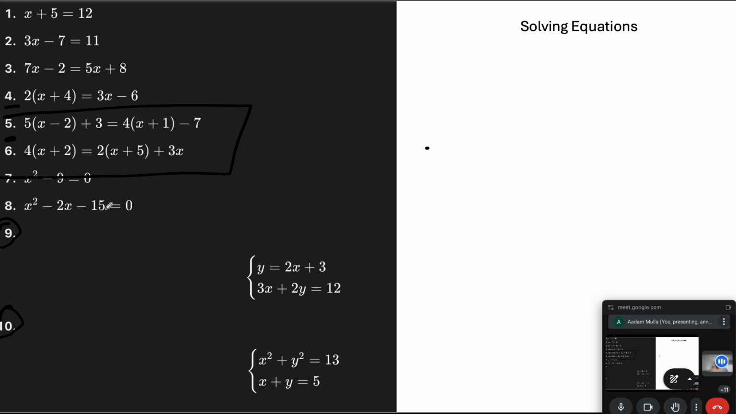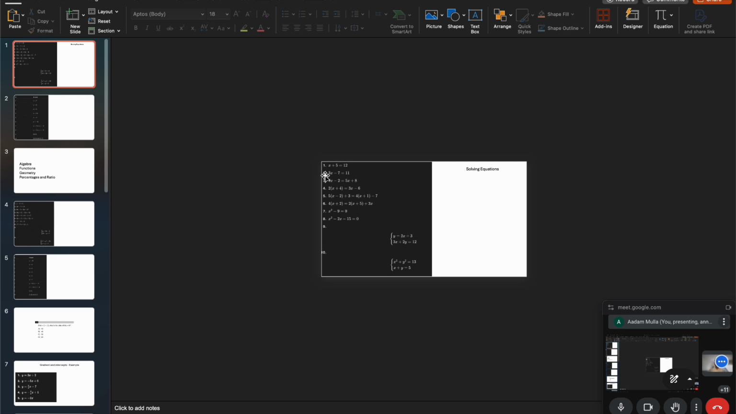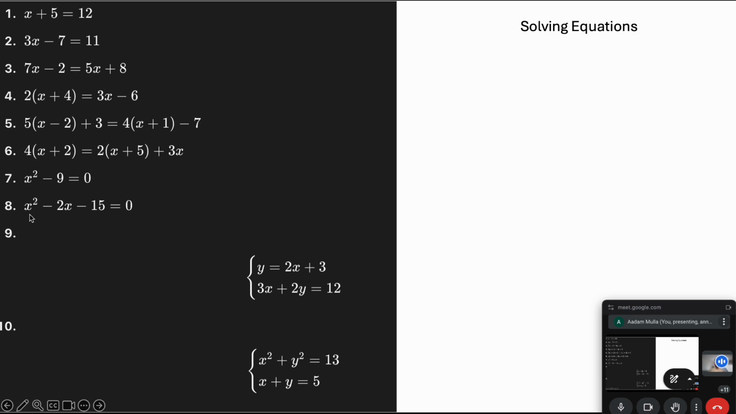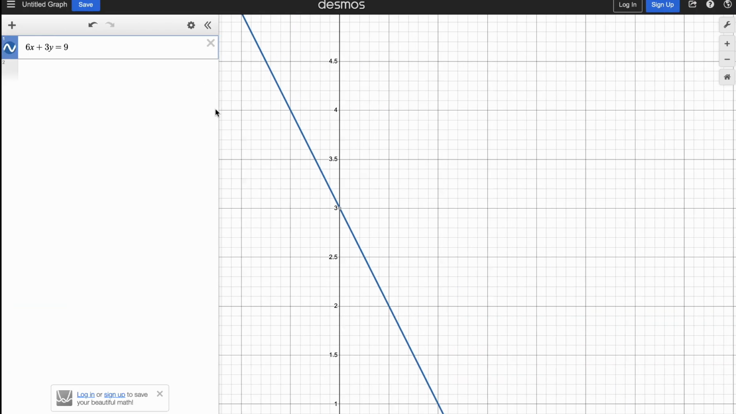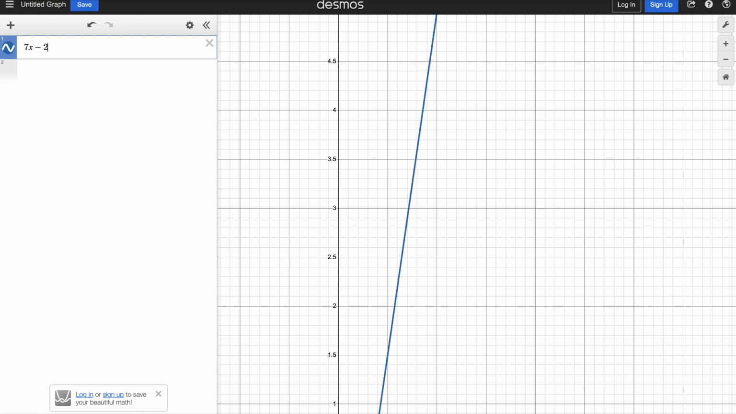So just an example. I'll start off with a simple one, question 3: 7x minus 2 equals 5x plus 8. So this is Desmos. I spoke about it last month. This is the software that you're going to be able to use within your test. It's part of the software that you use when you're doing the test. So all you need to do is type in the equation that you have: 7x minus 2 equals 5x plus 8.